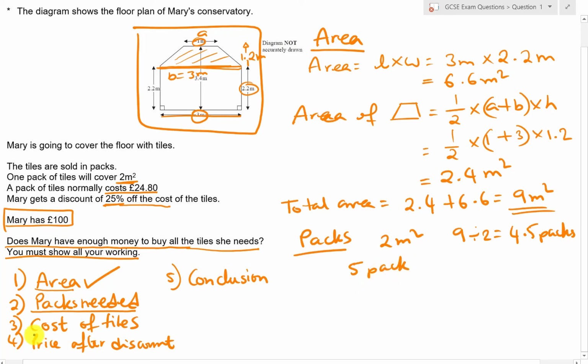Okay, let's find out the cost now. We know how many packs she needs to buy. She needs to buy 5 packs. Let's go to the cost of tiles now. So 1 pack costs £24.80, which is from the question that we've been given before. Times that by 5 packs, and then we get a total cost of £124.